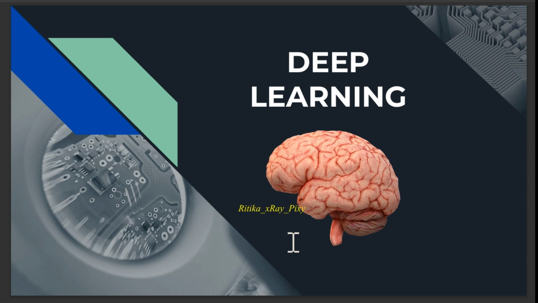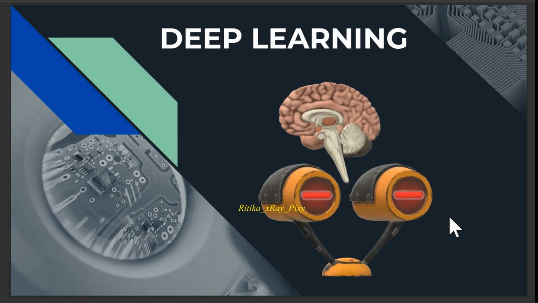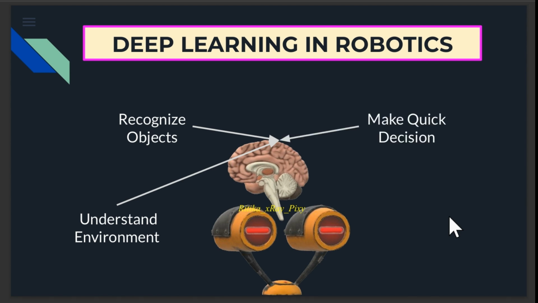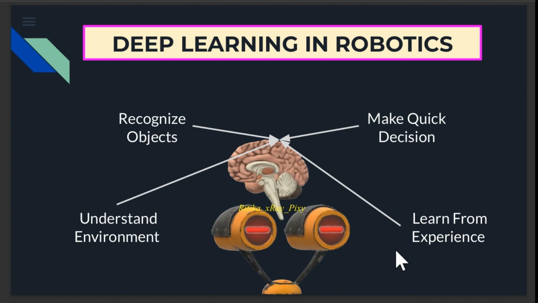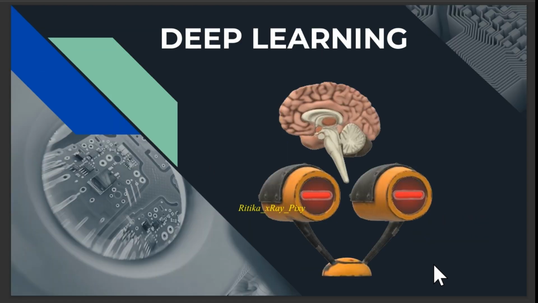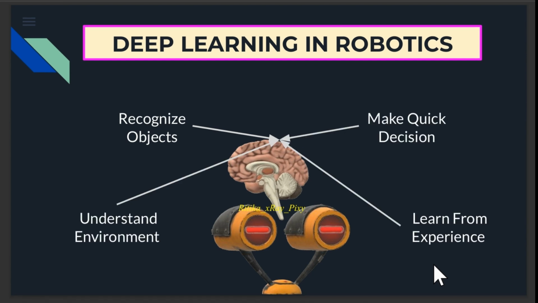Second term we are using here is deep learning. Here deep learning acts as the brain of the robot, helping it to see, understand and interact with the world around it. So deep learning allows the robot to recognize objects, understand its environment, make quick decisions and learn from its experiences. So using deep learning, we are making the robots more intelligent and capable of performing complex tasks like we humans can do. So why is deep learning important? To make the robots smarter and more capable.